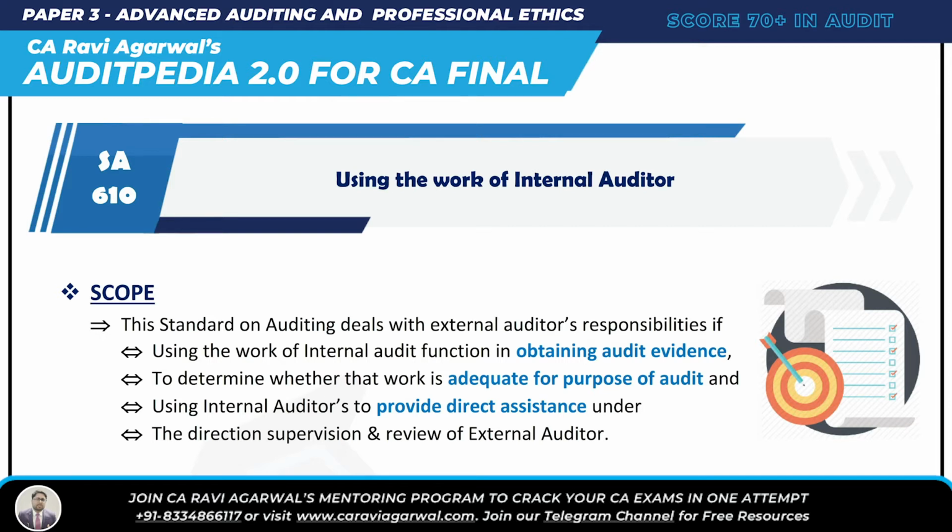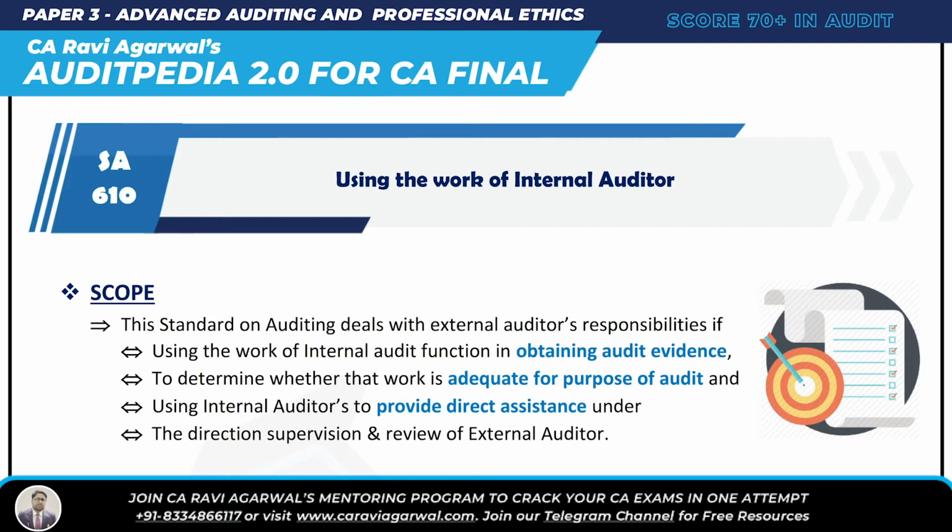You need to know only A, I, E. A: using the work of another auditor. I: using the work of internal auditor. E: using the work of auditor's expert. 600, 610 and 620. So time to crack 610, using the work of internal auditor. Okay, so you are here using the work of internal auditor.